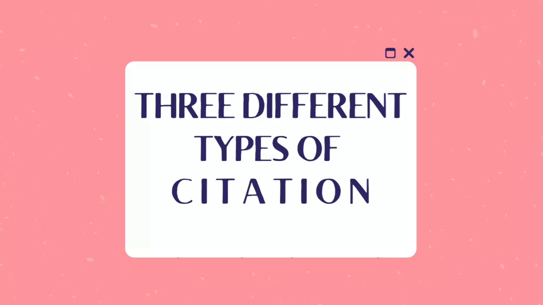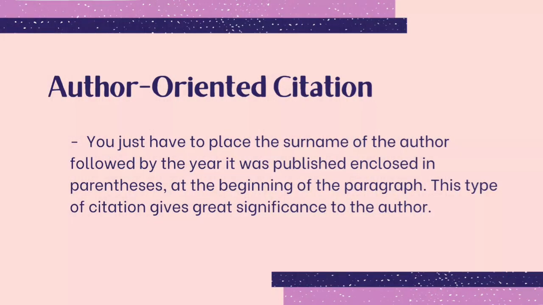Now, let's move on to the three different types of citation. First, we have the author-oriented citation. In this type of citation, you just have to place the surname of the author followed by the year it was published enclosed in parentheses at the beginning of the paragraph. This type of citation gives great significance to the author.